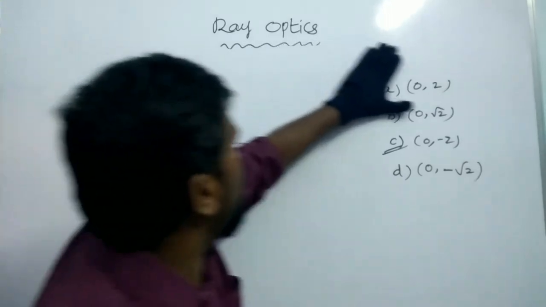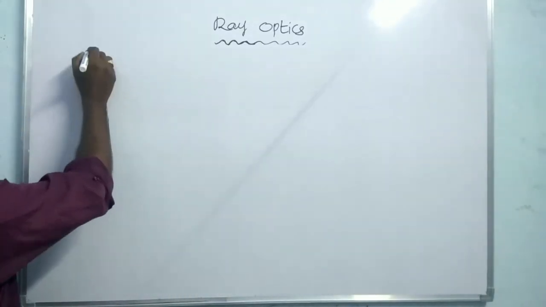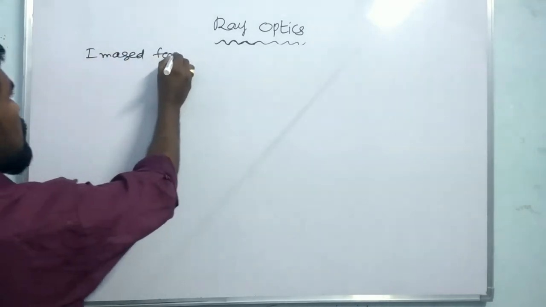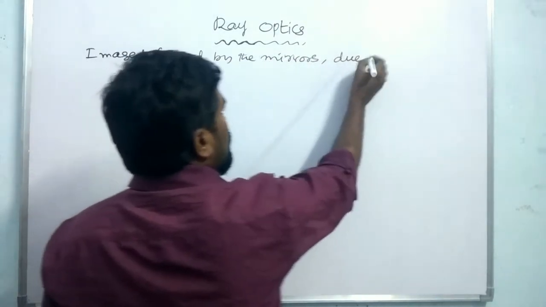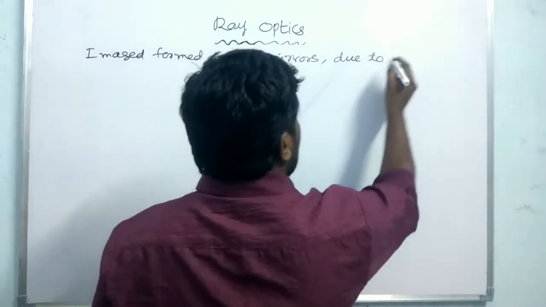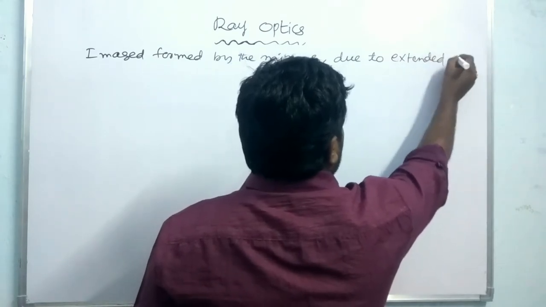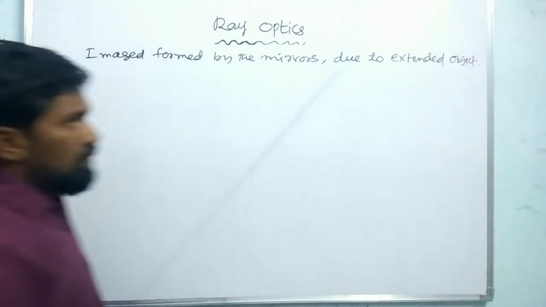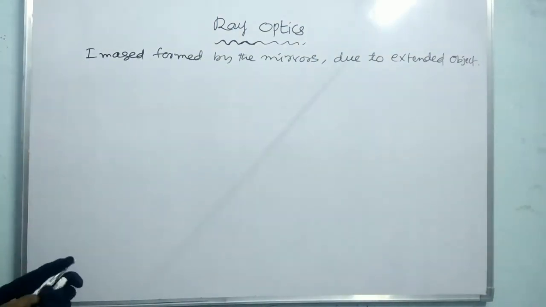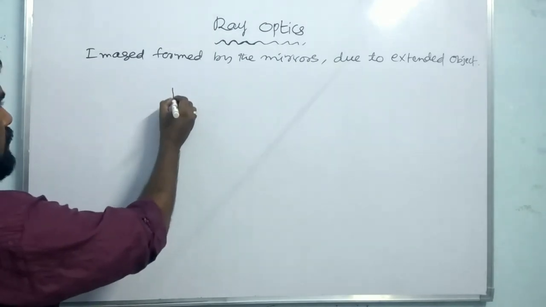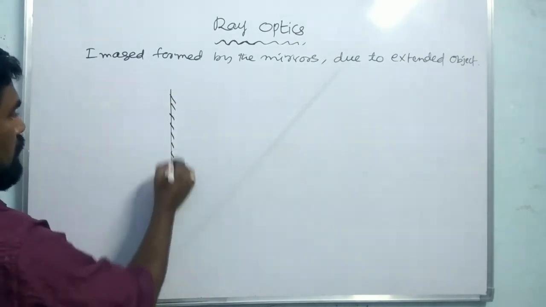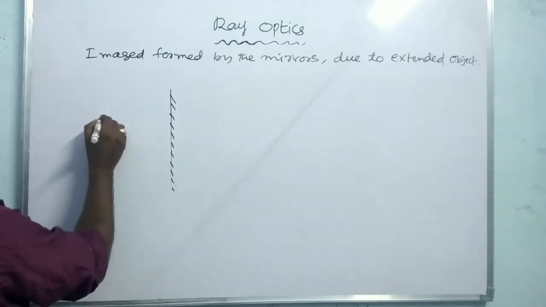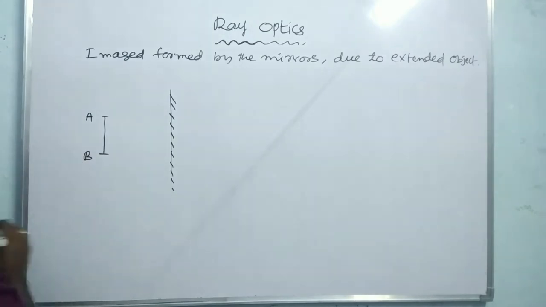And now let us see one more. Now let us see the image formed by the mirrors due to extended object. Extended object. Before, we saw the point object in our earlier discussion. Now we have to see the extended object. Okay, here this is the mirror, and there is an extended object that is A and B. This is the extended object.